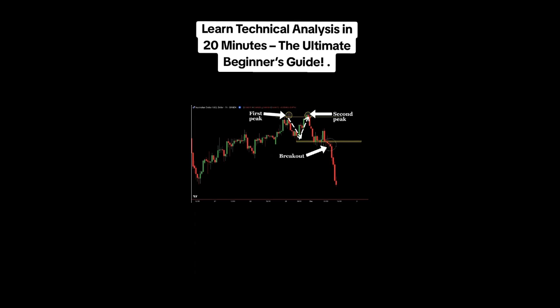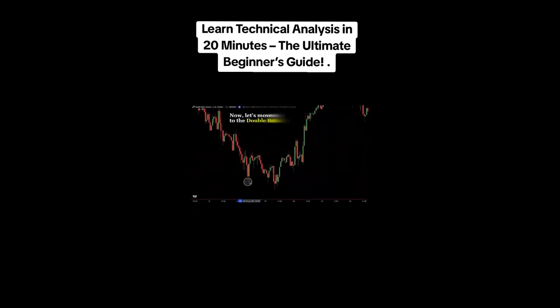This pattern is most effective when it forms at a strong resistance level and after a clear uptrend. It signals that buyers have tried twice to push price higher but failed, which can lead to a trend reversal. Now, let's move on to the double bottom, which is the exact opposite of the double top.